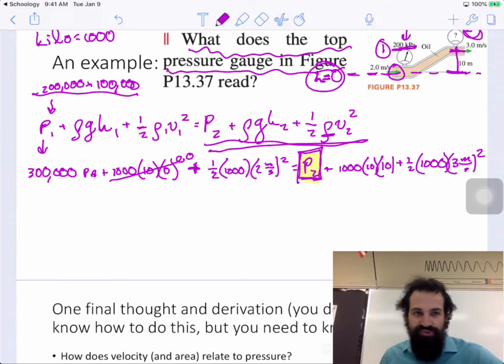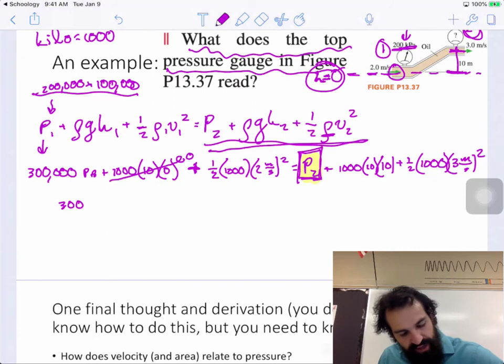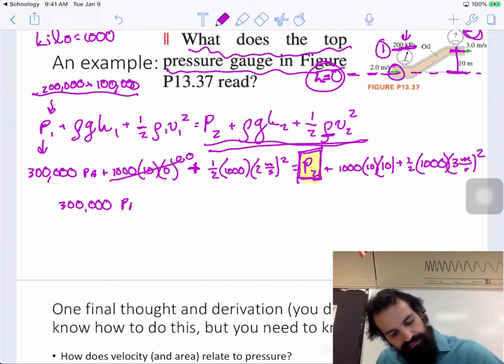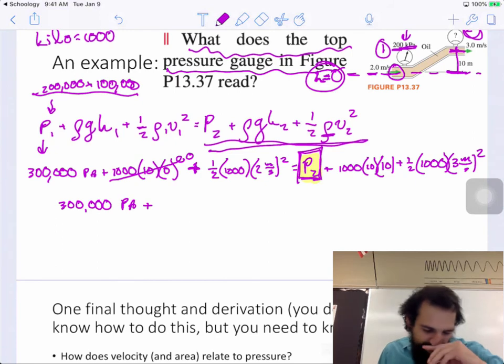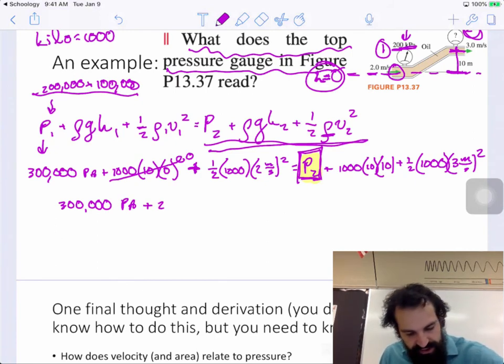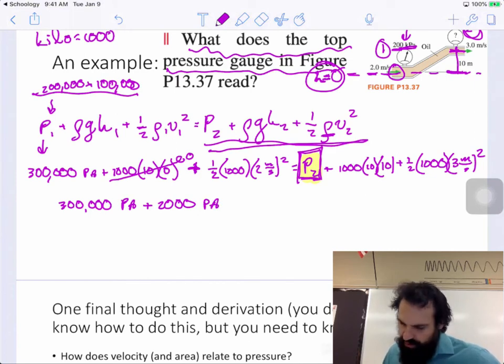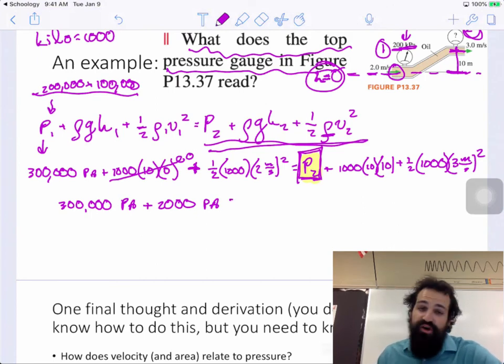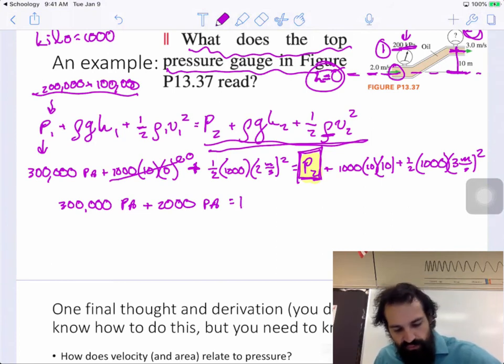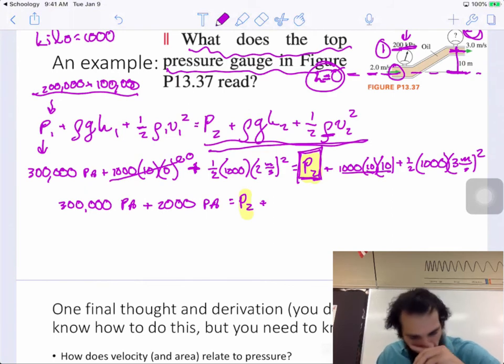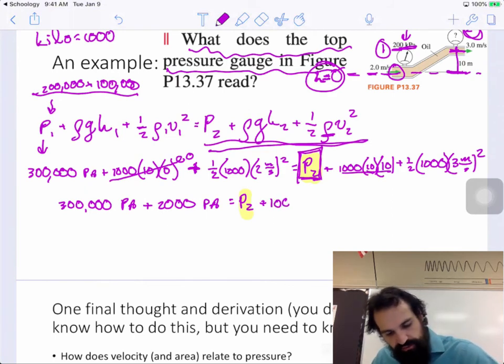So now, with a little bit of math, 300,000 pascals plus 1/2 times 1,000 times 4 would be 2,000 pascals. Did I math that right? 4 times 0.5 times 1,000, 2,000 pascals. I'm sorry, I'm going to be extra careful because I would hate to do this whole thing with a simple math error in it. And that's equal to pressure 2, and again, that's what we're trying to solve for, plus 1,000 times 10 times 10, or 100,000.